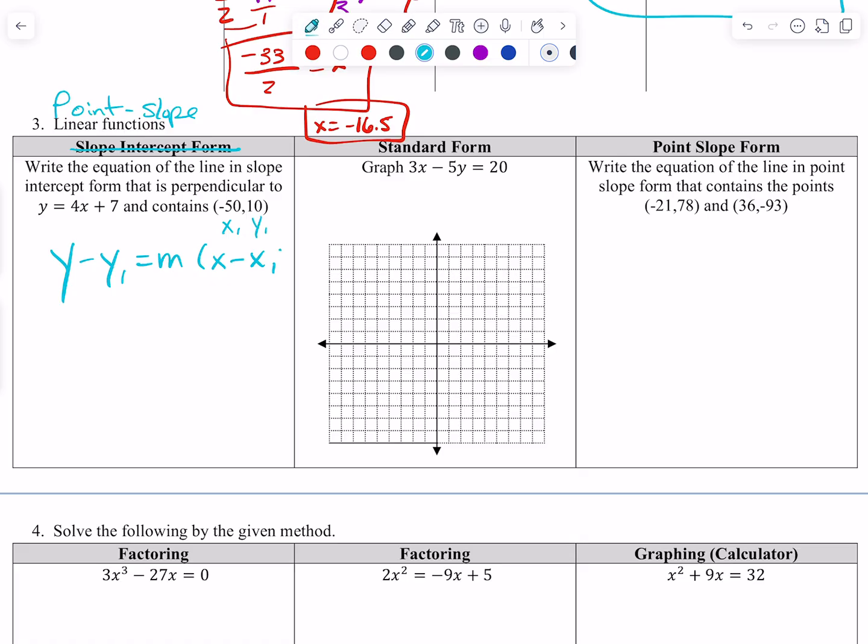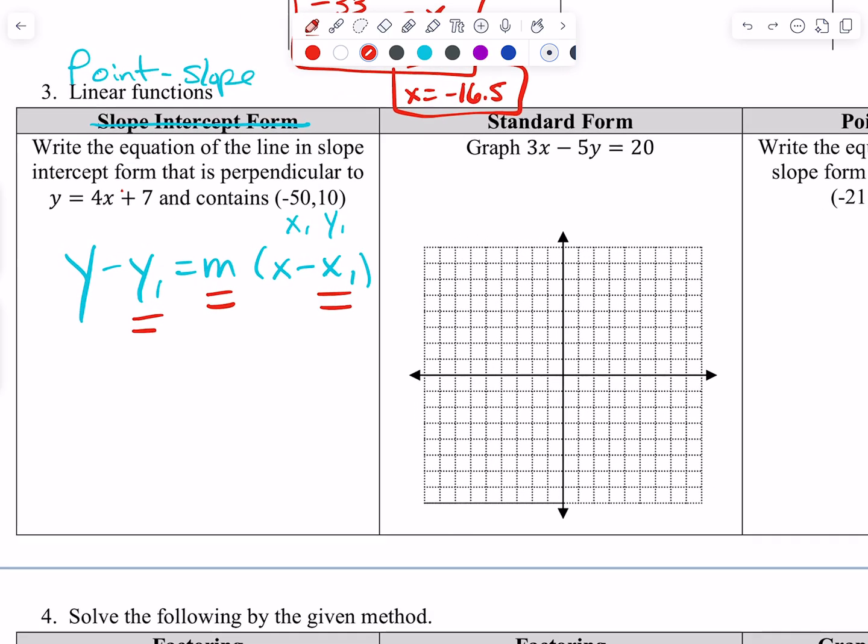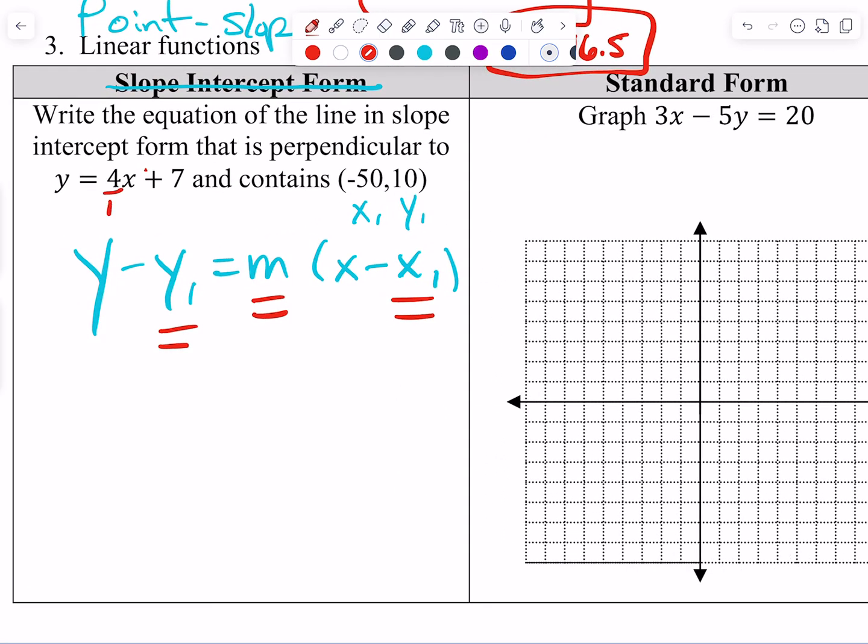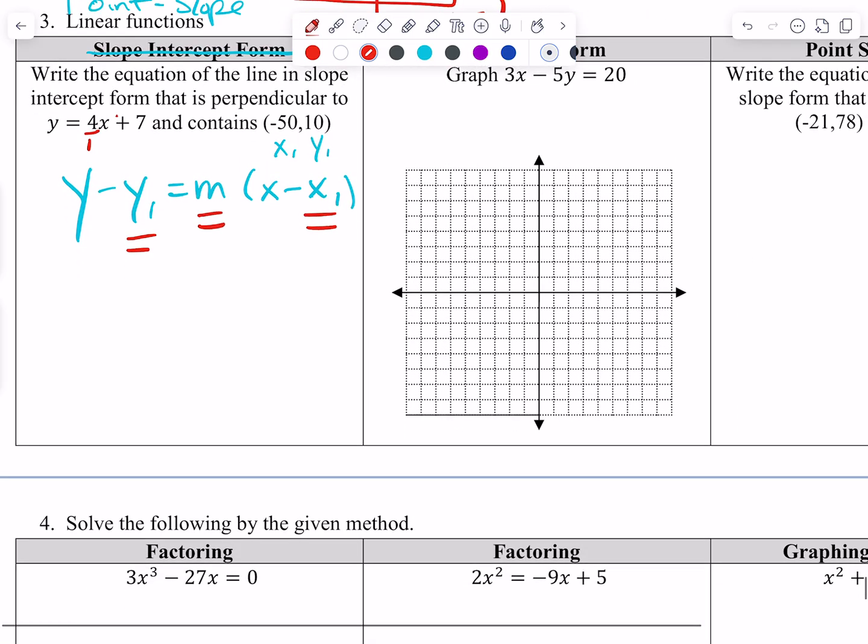So what we're going to do is you're going to replace 3 things on here. You're going to replace the y sub 1. We need to figure out the slope. And then we need to replace the x sub 1. Everything else stays. So we already know y sub 1 and x sub 1. We just need to know the slope. Now remember that the line perpendicular to this line, the slope is going to be the negative reciprocal. So we have to change the sign and flip it. So I'm going to write 4 over 1. That way it'll make it easier for me to flip it. So the slope that we're going to use is going to be negative 1 over 4.